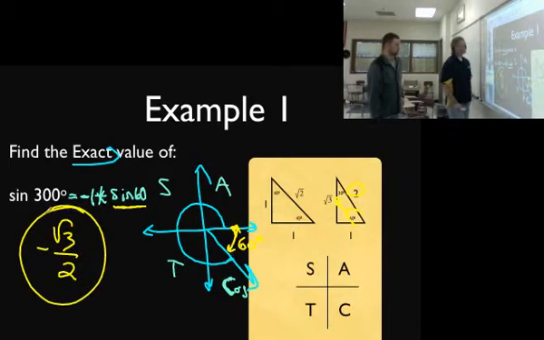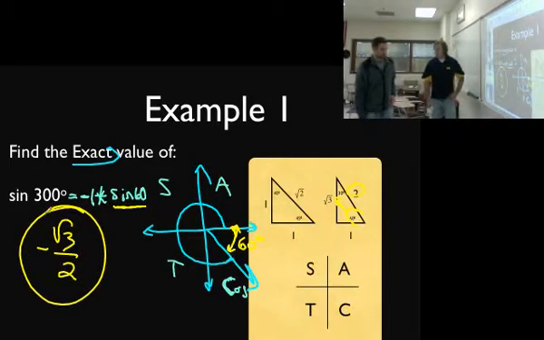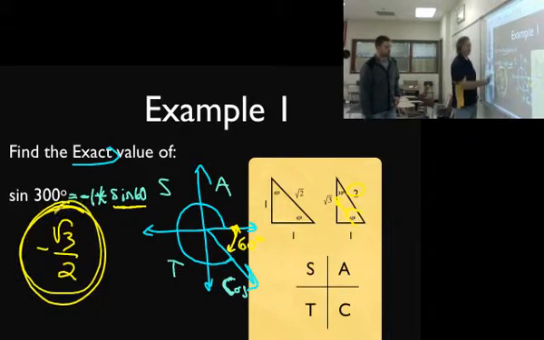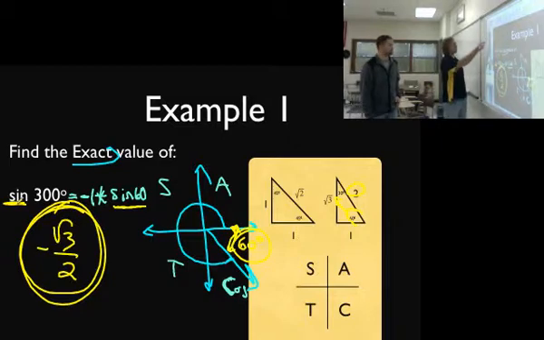So that's the exact value. We don't want the 0.866 that your calculator spits out. This is what we're looking for. So in other words, find the reference angle, do the trig function of that reference angle, and see if it's positive or negative. I think those are the general steps.